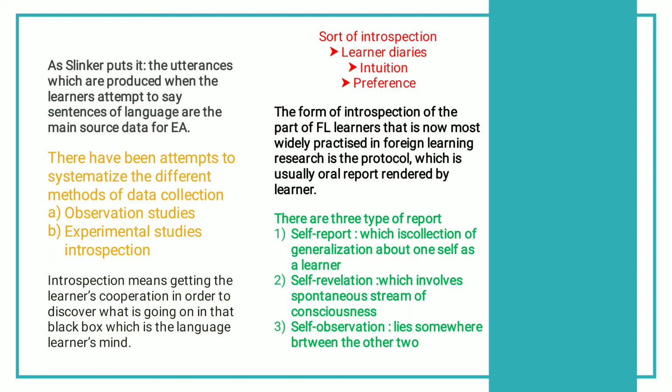Introspection means getting the learner's cooperation in order to discover what is going on in that black box, which is the language learner's mind. Sorts of introspection include learner diaries, intuition, and preference. The form of introspection on the part of foreign language learners that is now most widely practiced in foreign language learning research is the protocol, which is usually an oral report rendered by a learner. And there are three types of report. First, self-report, which is a collection of generalizations about oneself as a learner. Second, self-revelation, which involves a spontaneous stream of consciousness. And third, self-observation, which lies somewhere between self-report and self-revelation.